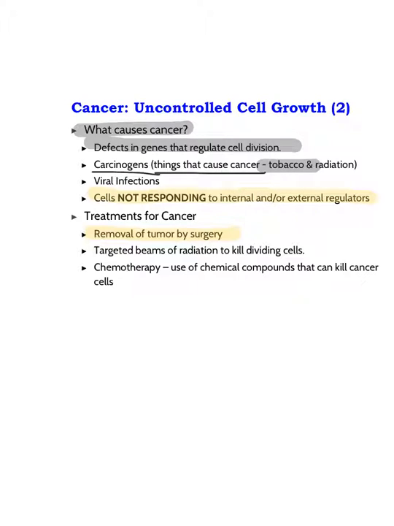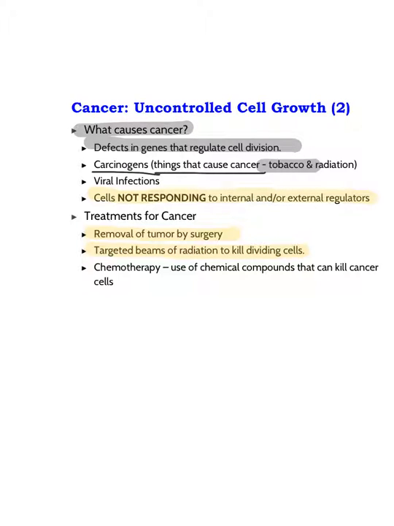Now, other forms of treatment make use of the fact that cancer cells grow very rapidly and therefore need to copy their DNA quicker than most normal cells. And what this does is make them very susceptible to targeted beams of radiation. And as a result, many tumors can be pretty effectively treated with carefully targeted beams of radiation.